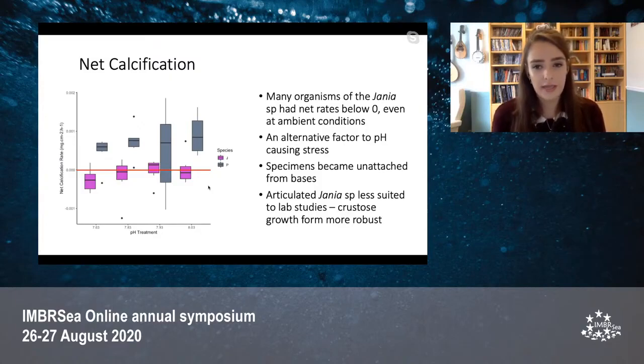One factor could be that the specimens for the Jarnia individuals were attached to bases at the start of the study to anchor them down. However, over the course of the 76 days, many of them became unattached from their bases, so they were free to move around the tanks, which subjected them to physical damage. The Jarnia species in general is more delicate, so is perhaps less suited to lab studies than the crustose Phymatolithon species, which was actively growing across the board.